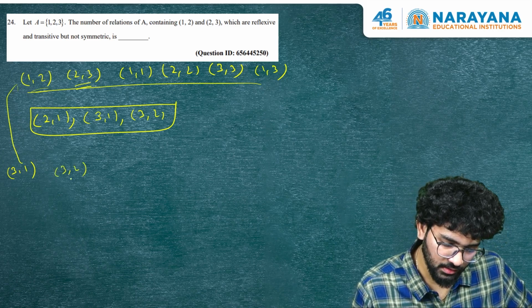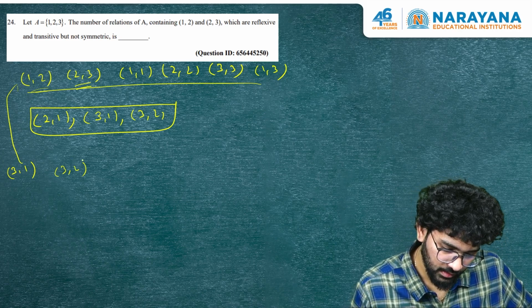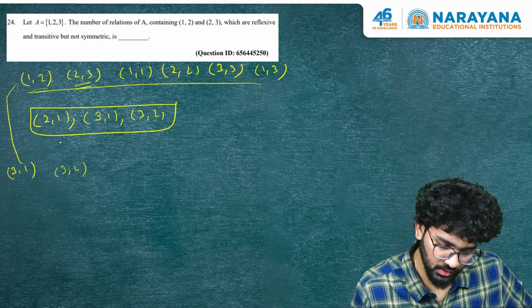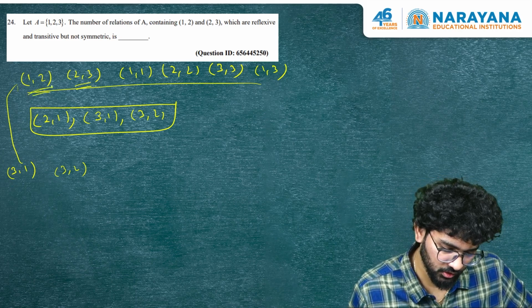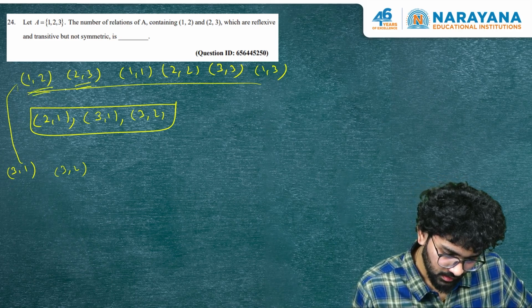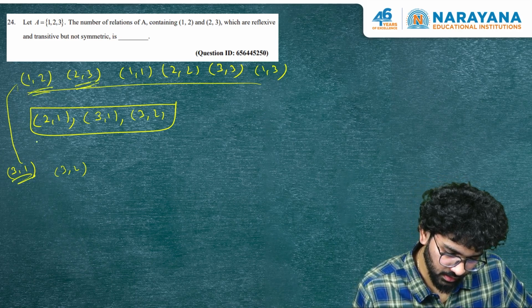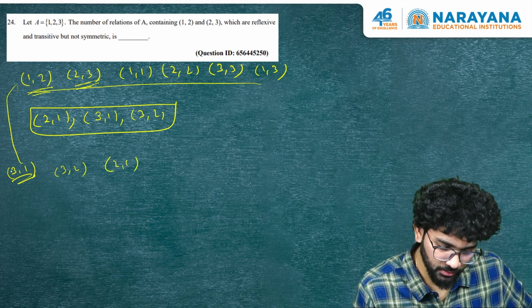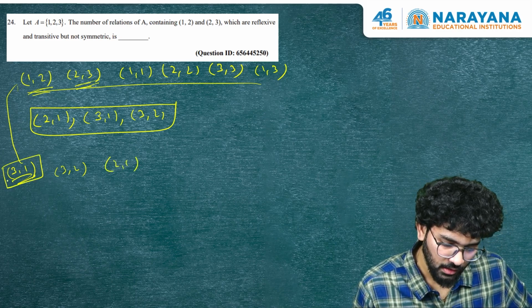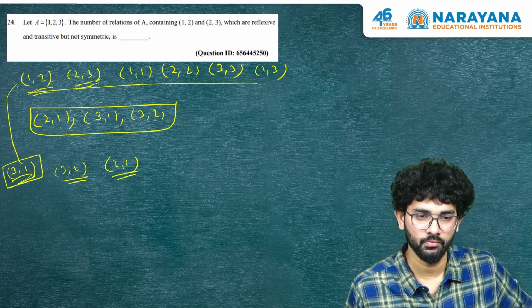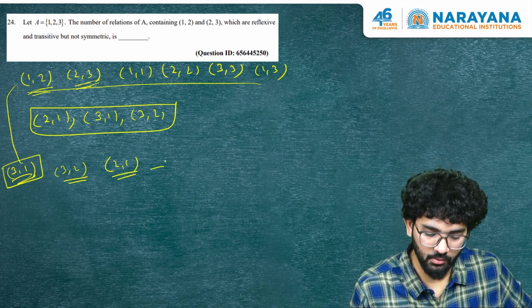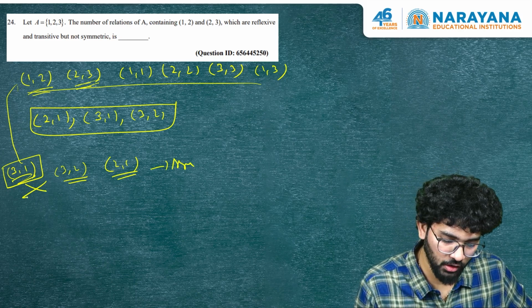If I am adding (3,2): (3,2) is there, (2,2) is there. Now it is becoming symmetric also, because (1,2) is there. Since (2,3) is there and (3,1) is there, I need to add (2,1) also, which means when I am adding (3,1), I am forced to add these two elements also to make it transitive. In that case it is becoming symmetric, which means I cannot add (3,1).